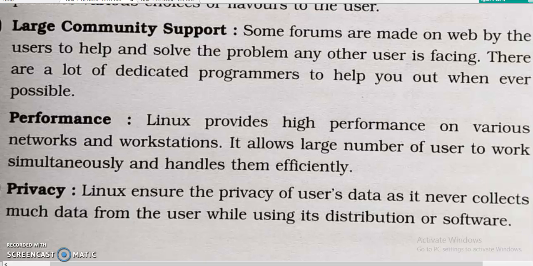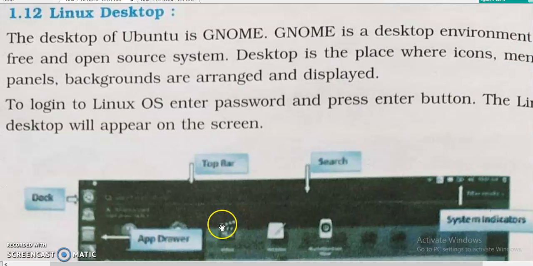The next is the Linux desktop. Just like the Windows desktop or a Macintosh desktop, we also have a Linux desktop. While using Linux, the desktop is available over which we can work and perform various tasks. The desktop of Ubuntu is GNOME. GNOME is a desktop environment, a free and open source system. Desktop is a place where icons, menus, panels, and background are arranged and displayed. To log on to Linux, enter the password and press the enter button.